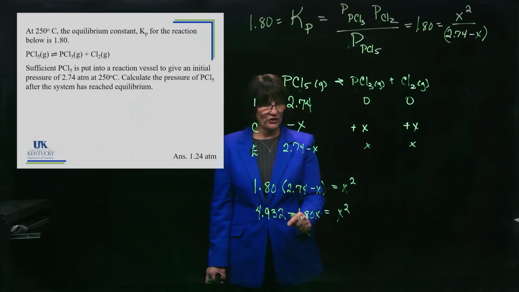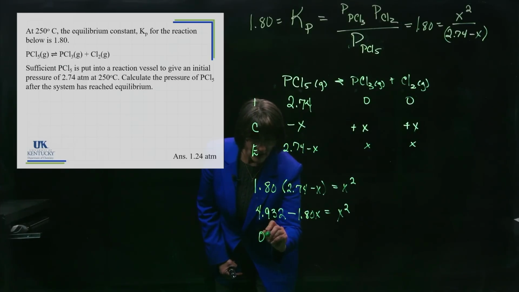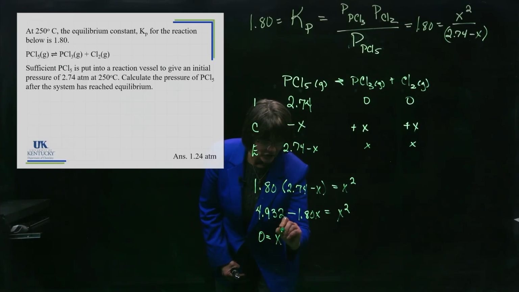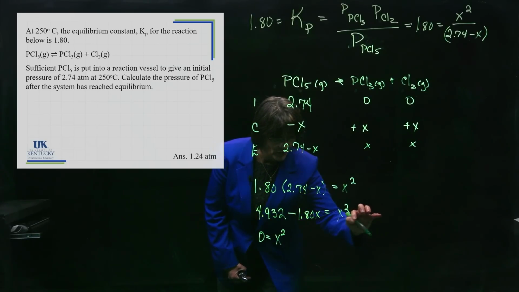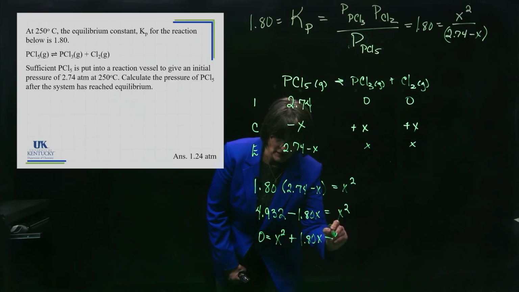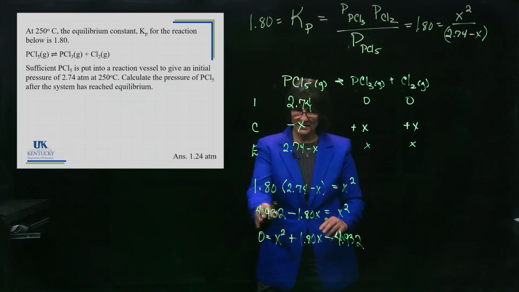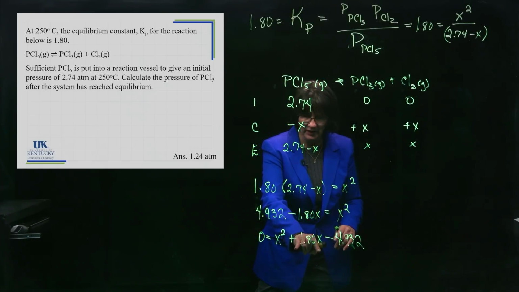Now what we have to do is get it in the form where 0 is equal to X squared. I'm taking these terms over to this side, so plus 1.80X, bringing this over, minus 4.932. Now I recommend that if you don't understand what I'm doing, you pause and try to see how I got from here to here.